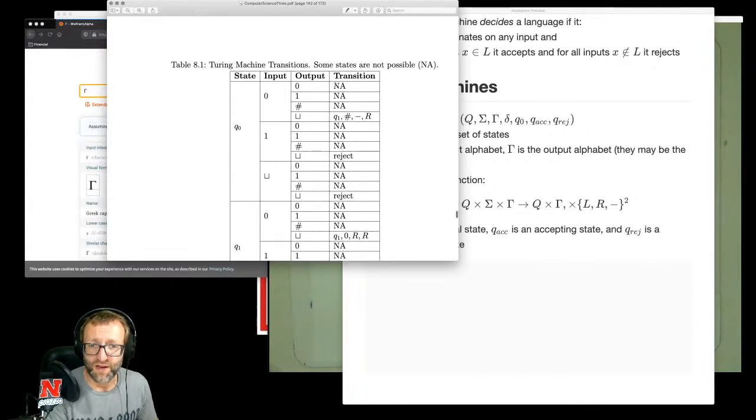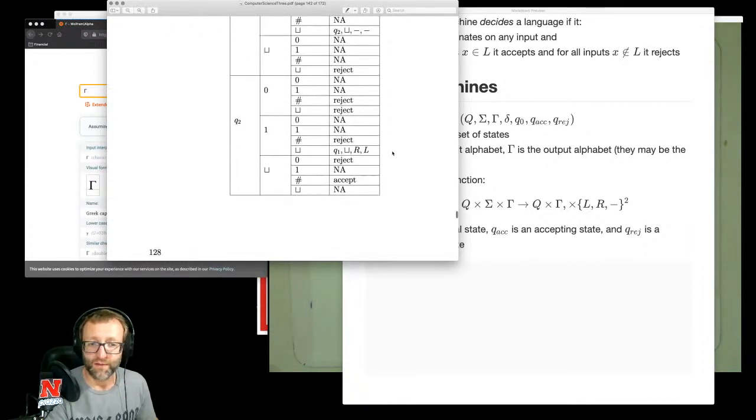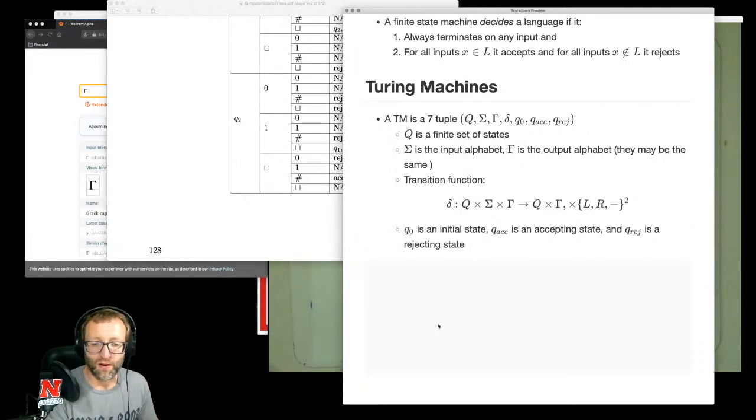And for each one of these, the NA, I had to put that in the transition function anyway and say that some states are not possible, just because they're not reachable, or some configurations are not possible. But I had to go through and identify all of those. Not fun to write that out. Certainly not something I would expect a student to do, at least for this course.